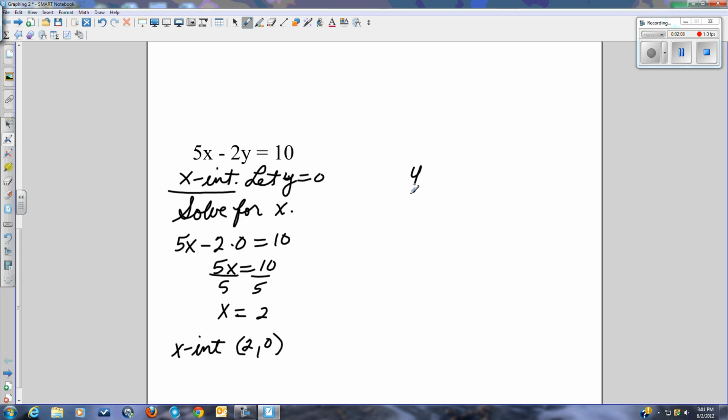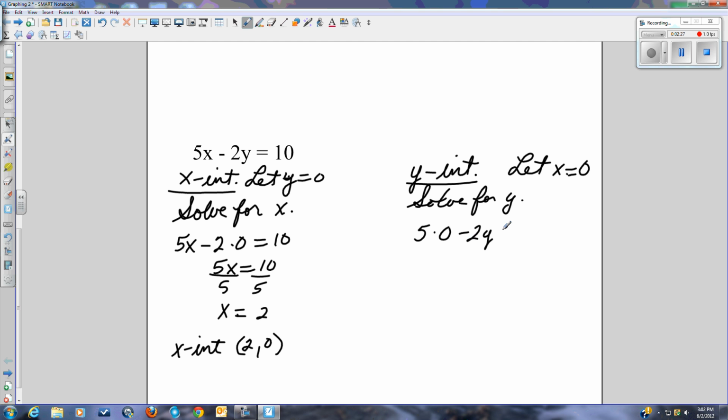Now let's find the y-intercept. So the way we do that is we let x equal 0, and now we're going to solve for y. So we put 0 in place of x. We have 5 times 0 minus 2y equals 10. Well, we know 5 times 0 is just 0. We don't even need that there. So we have negative 2y equals 10. Divide everything by negative 2, and we have y equals negative 5.